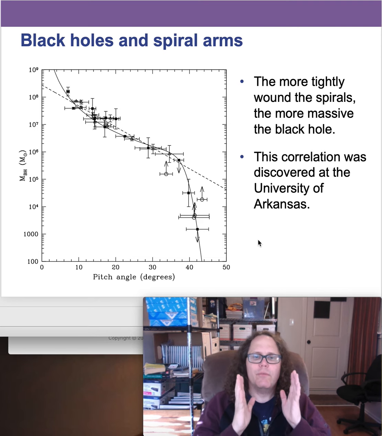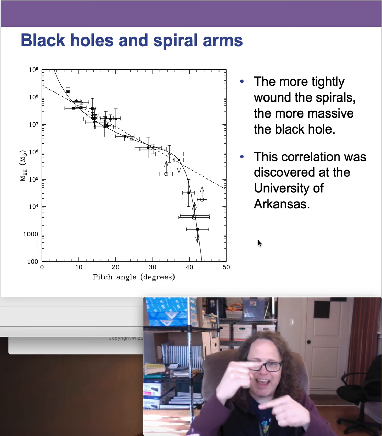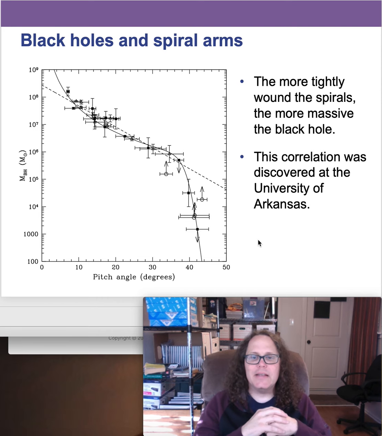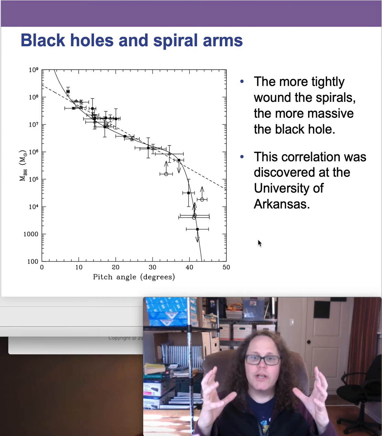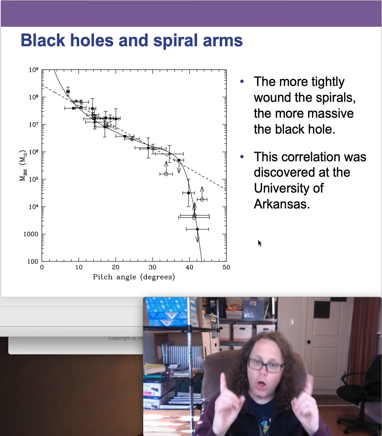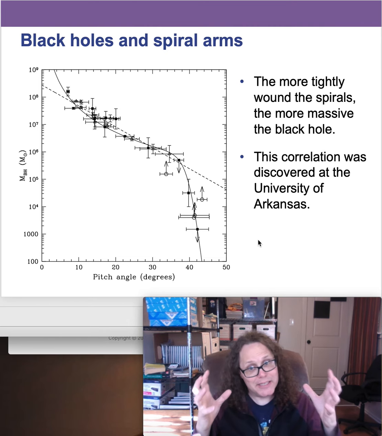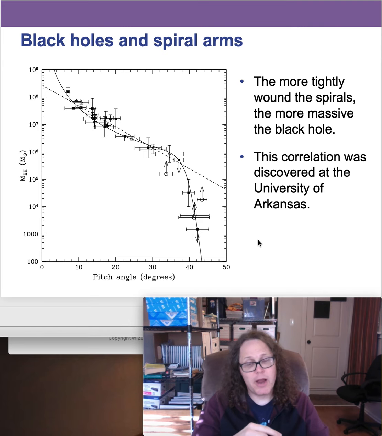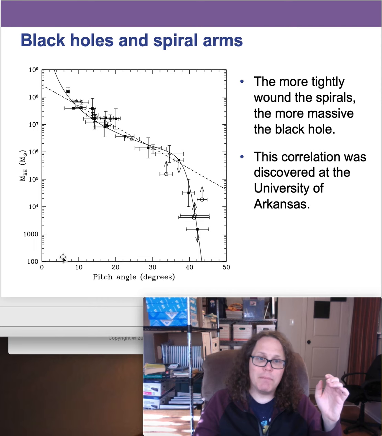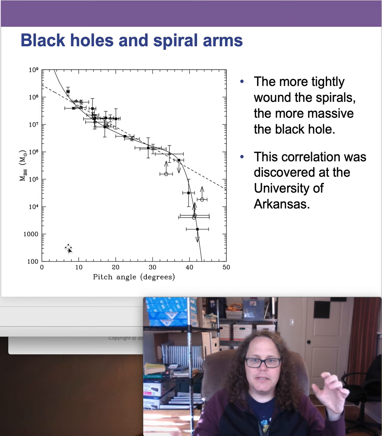The reason we think more massive black holes are in galaxies with tighter wound spirals is the bulge. The bulge is feeding the black hole. The more massive the bulge, the more massive the black hole. Also, the gravity of the bulge is pulling on the spiral arms. The more massive the bulge, the more tightly wound the spirals. So the correlation between black hole mass on the y-axis and how tightly wound the spiral arms are on the x-axis is due to the bulge.